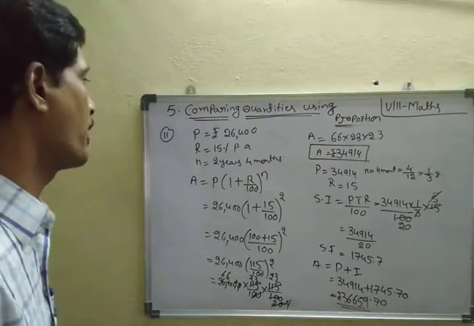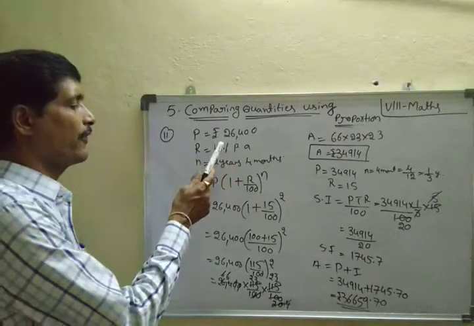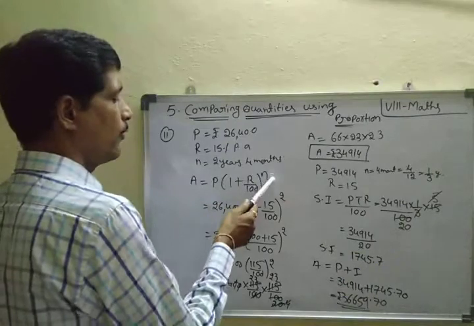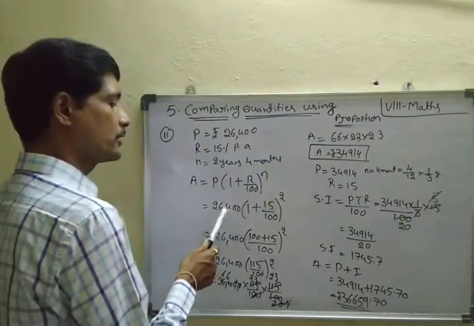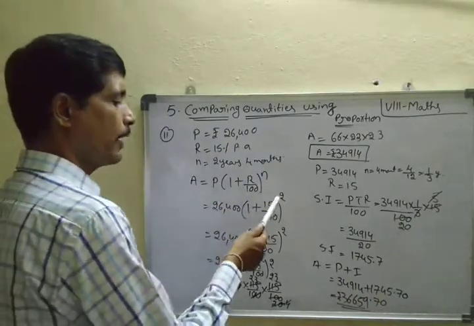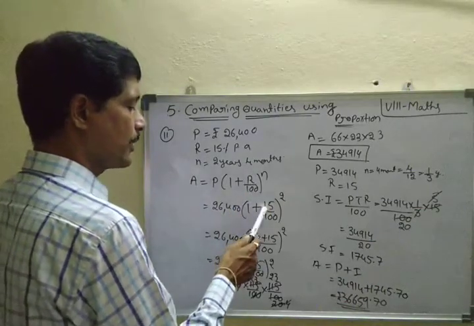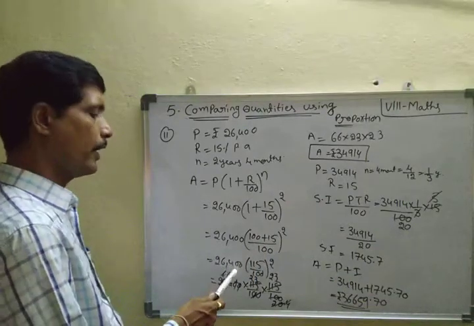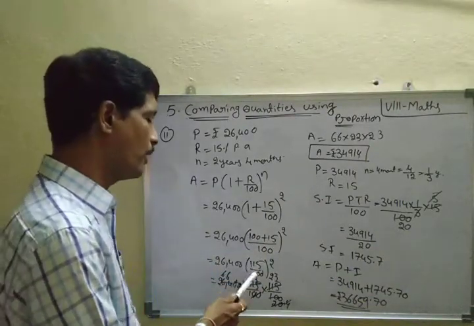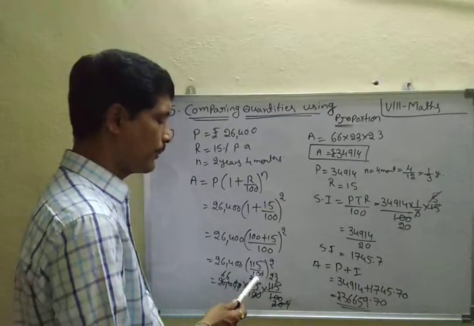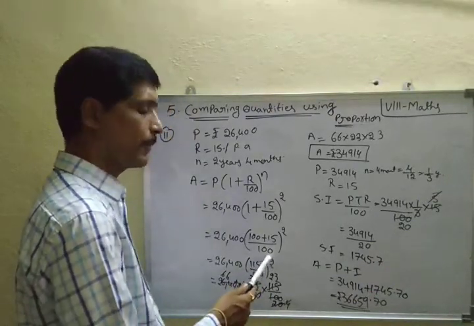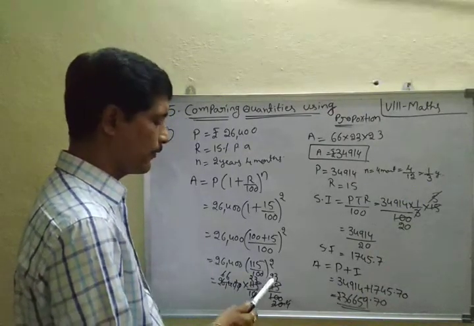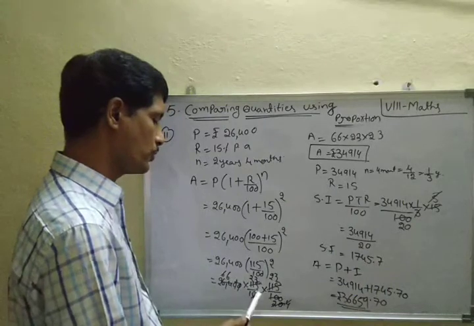36,660 rupees. One more time I say, here principal is given, rate of interest is given, number of years equals 2 years 4 months. Therefore, amount equals P into 1 plus R by 100 whole power n. Therefore, 26,400 into 1 plus 15 by 100 whole power n. Here find out the LCM and simplify, 100 plus 15 by 100 whole square. Therefore, 26,400 into 115 by 100 whole square, that is 26,400 into 115 by 100 into 115 by 100. Two zeros get cancelled.